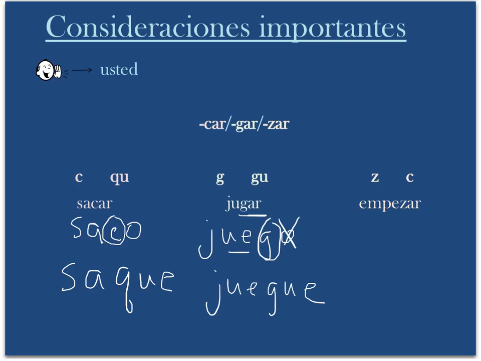Empezar. Now I'm going to command someone to start. It's a zar verb. Again, a few considerations we have to make. First, put it in the yo form. Empiezo. Another stem changing verb that we had to be careful with. So here's our empiezo. And our z is going to have to change to a c because of the fact that it's a zar verb, and I just said that usted commands will cause this to happen. So what you'll end up with is empiece.